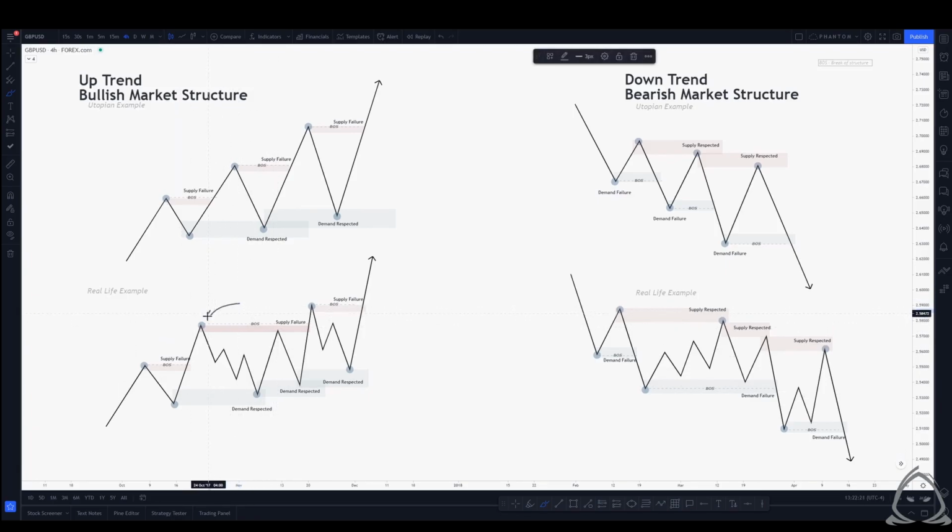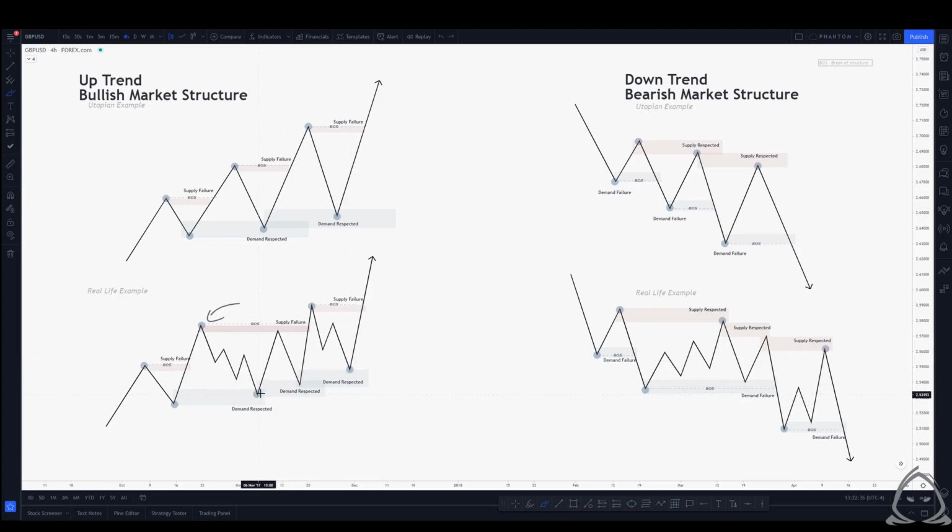We tap into the previous supply zone. It doesn't immediately fail, but instead you do get a reaction. And as I said in the previous supply and demand zone videos, more often than not, supply and demand zones will have a reaction, but it's the follow through that's the most important.